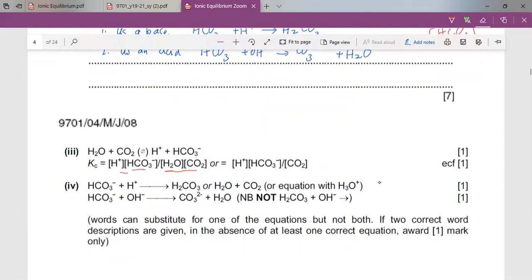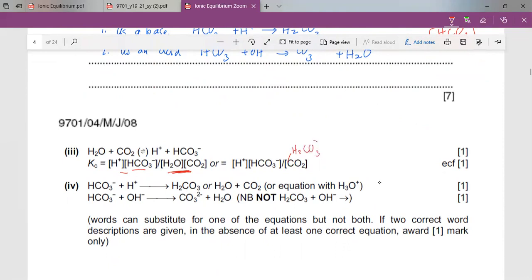Carbon dioxide, top one here. The water is here. CO2 plus water, sorry about that. So here, and here. Now, this should be H down here.